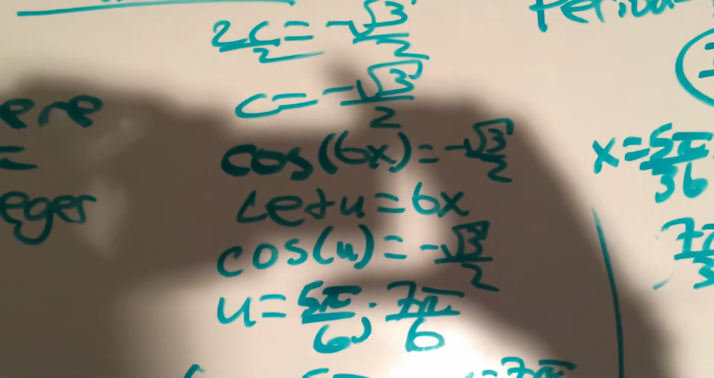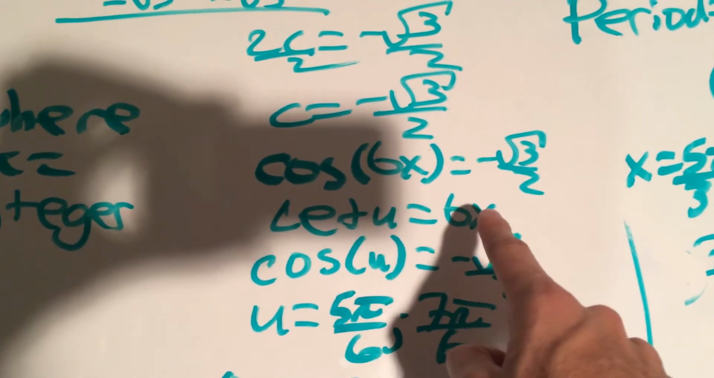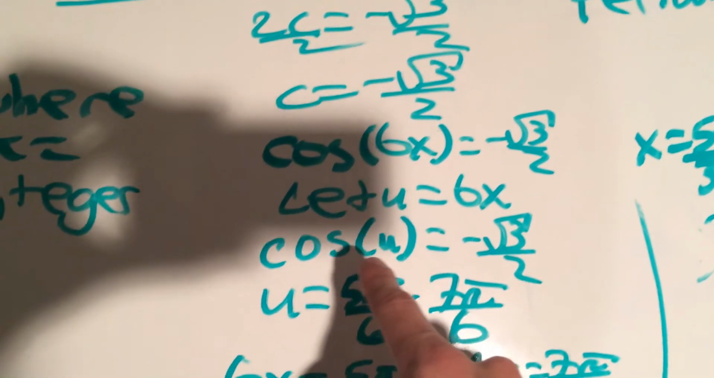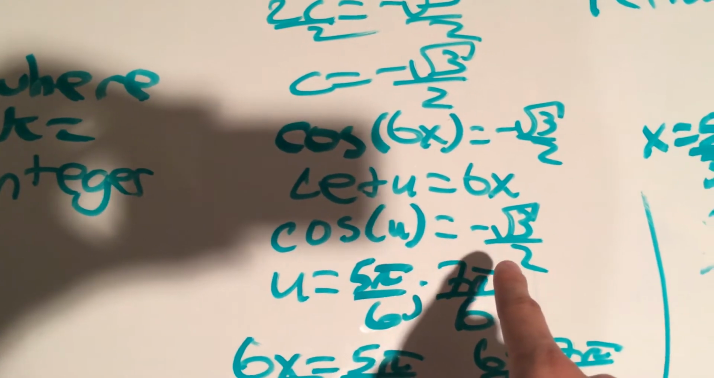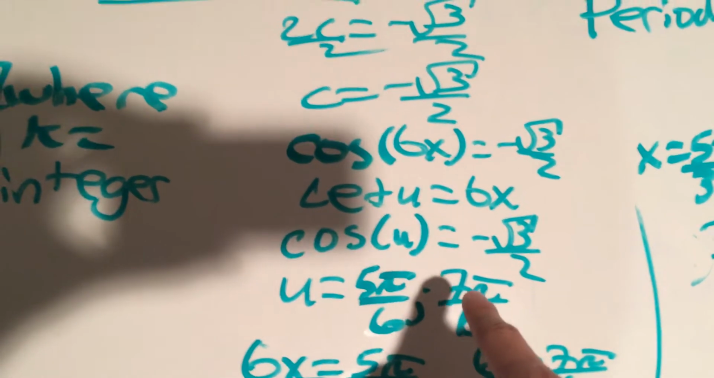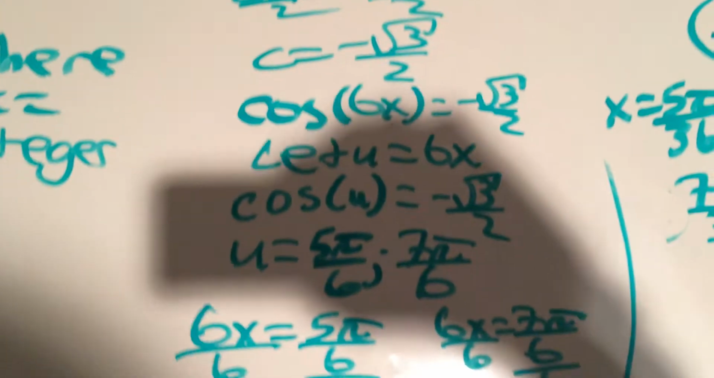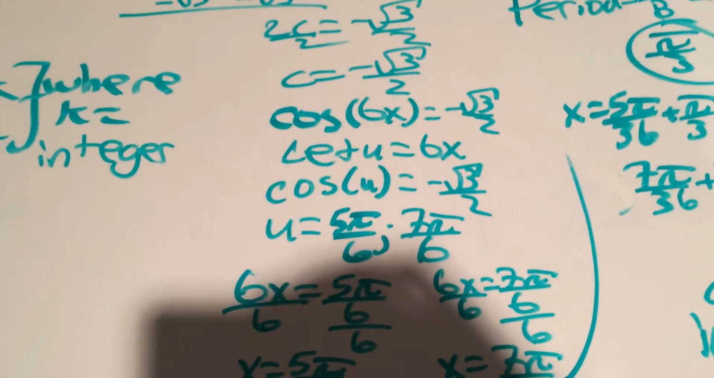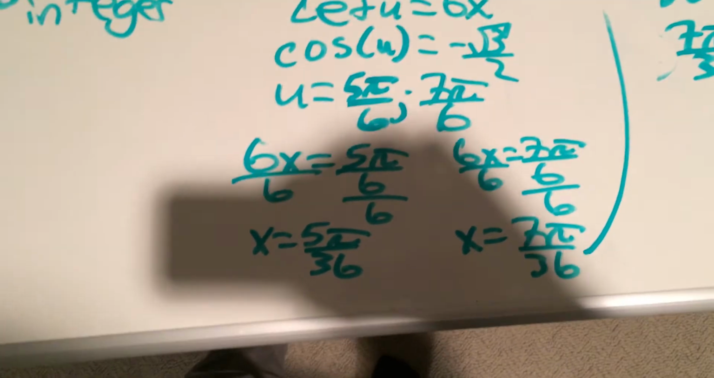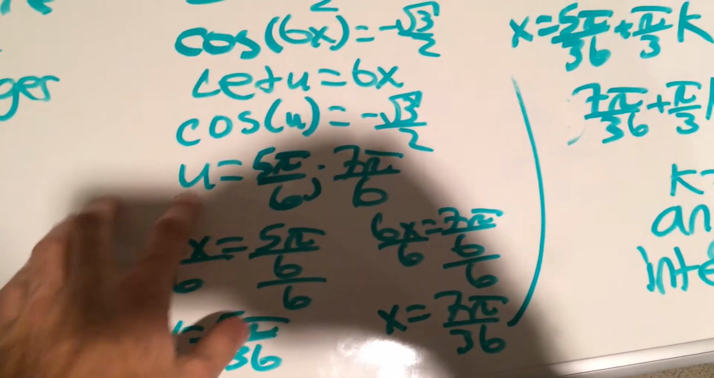Let u equal 6x. As we discussed today in class, it's much easier to deal with u's as opposed to 6x. So cosine of u equals negative root 3 over 2. u is 5 pi over 6 and 7 pi over 6. Again, u has to be in quadrants 2 and 3 because that's the only place where cosine is negative. So then we said, okay, I really don't care about u, you really don't care about u, you only care about x's. So let's replace u with 6x.